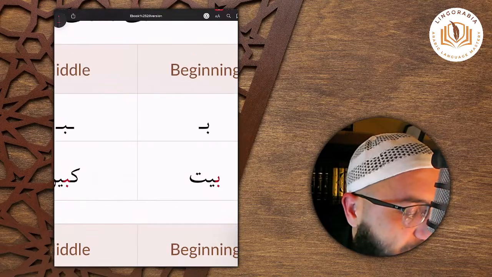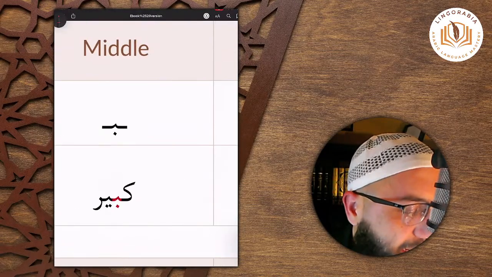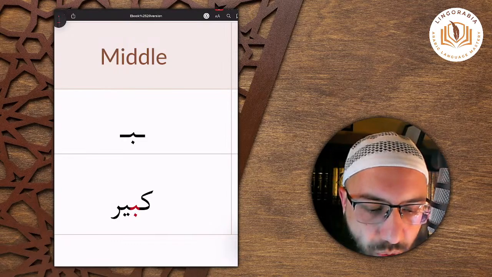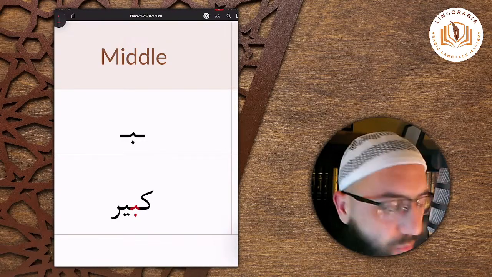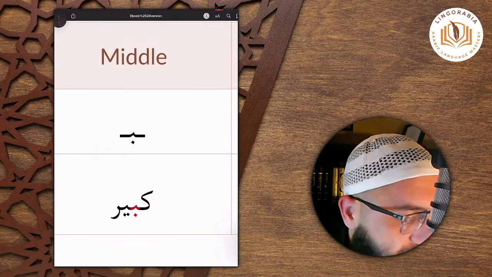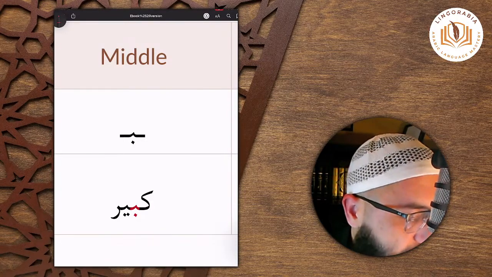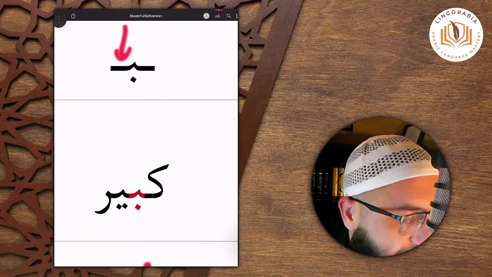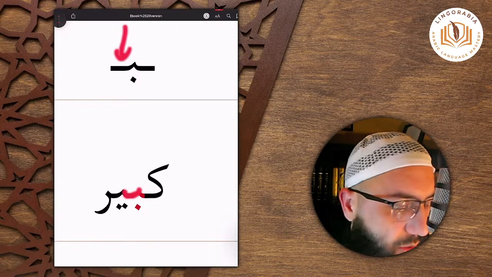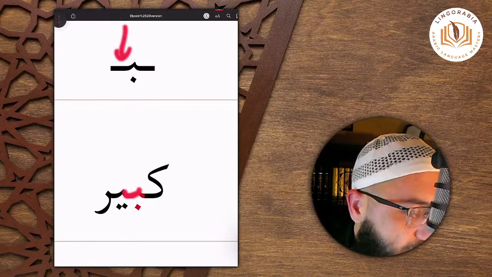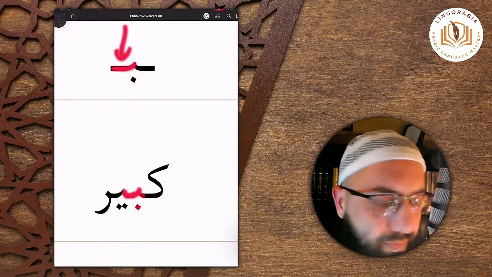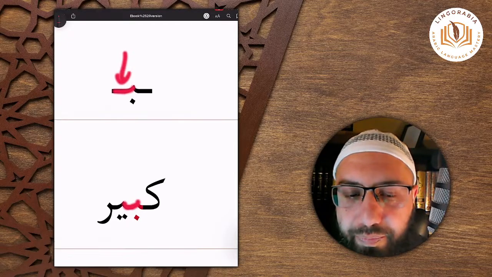Yeah, so that's the ba in the beginning. Now let's go and have a look at the ba in the middle of the word. You see, this is the ba, guys, in the middle of the word. You see, this is the shape. This is the ba, the red one. This is the ba, from here on.